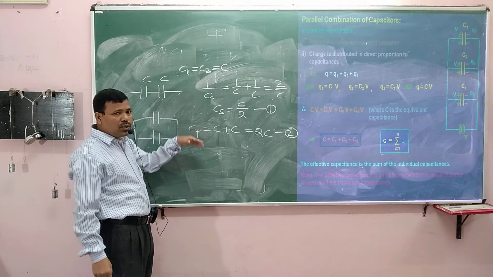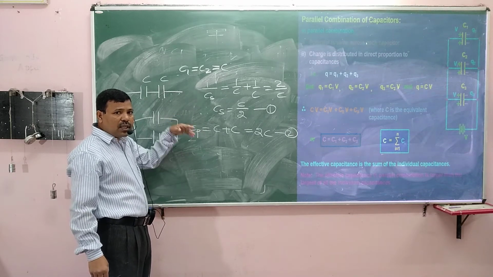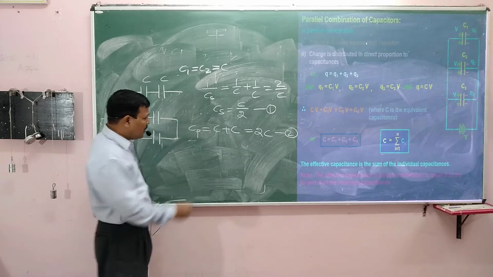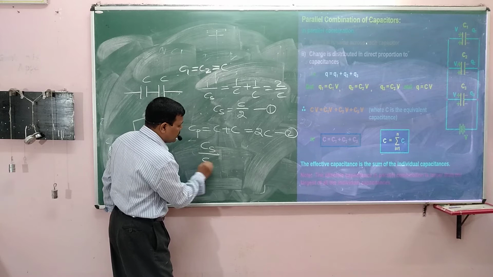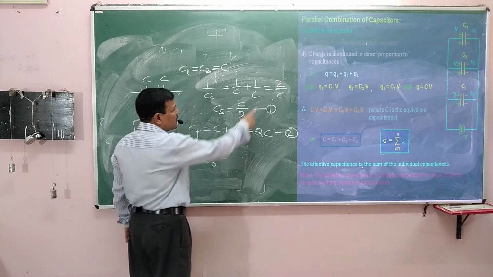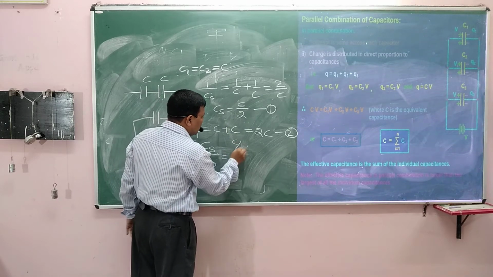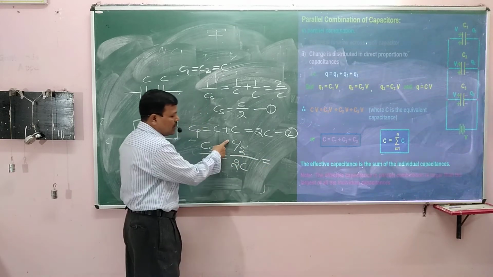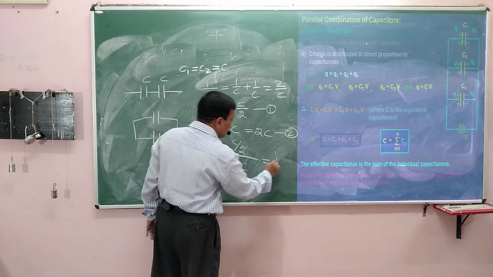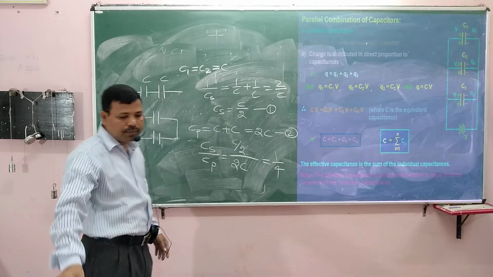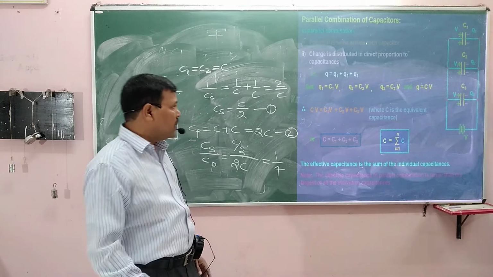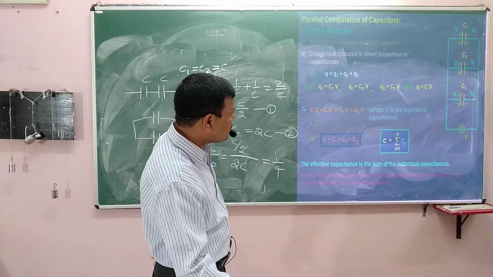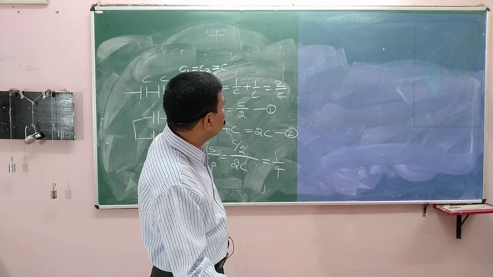Then they have asked us to calculate what is the ratio of the capacitance from series to parallel. CS to CP. What is CS? CS is C by 2. What is CP? 2C. C cancels. So you get 1 by 4. So like this we can calculate numericals. Fine. Now let us go to the next topic.